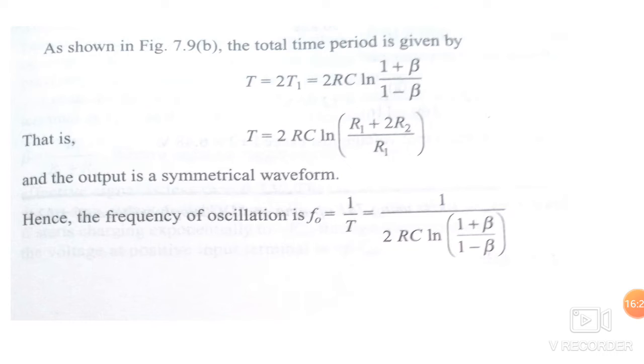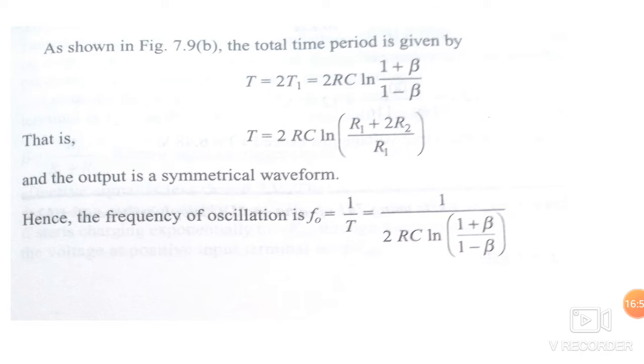So now finally we can solve it, and we get the total time period, capital T, equal to 2 times T1, and this is given by simply 2 times RC natural log of (1 plus beta) upon (1 minus beta). So T is finally given by 2 times RC natural log of (R1 plus 2R2) whole upon R1. So this is the total time period of the output square wave.